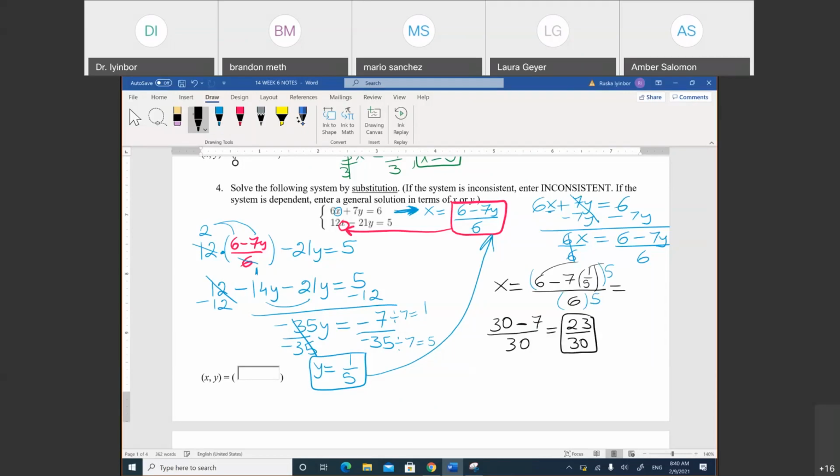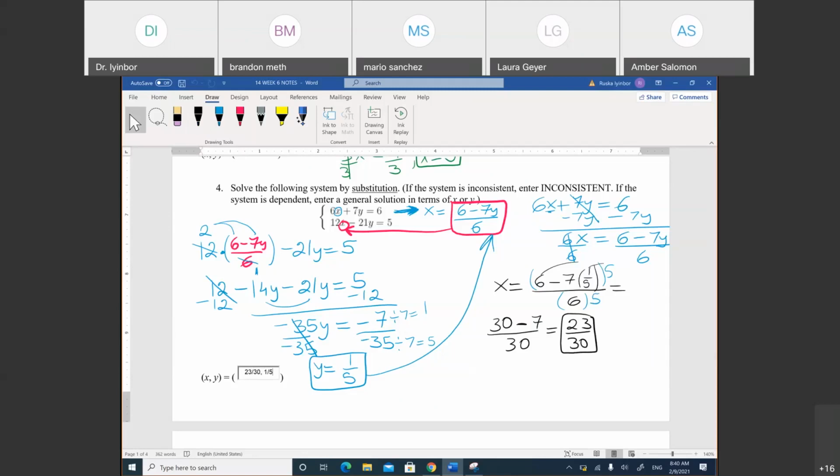Okay? So the final answer is going to be x. That's what you're going to put first. I'm going to put it in the box. So it's going to be 23 over 30, comma, 1 over 5. Okay? So this is the substitution method.